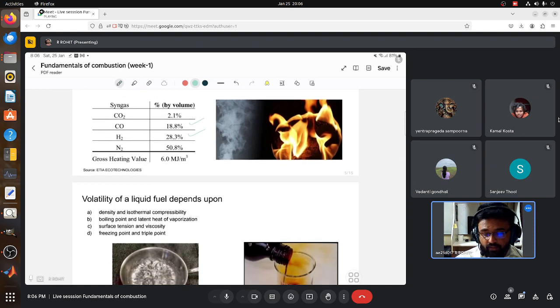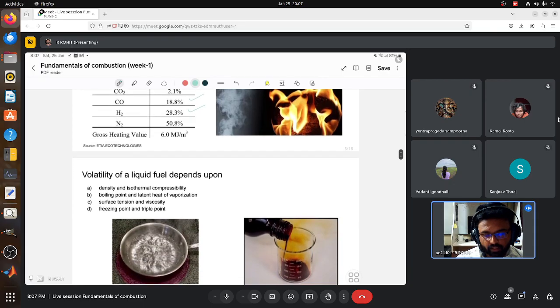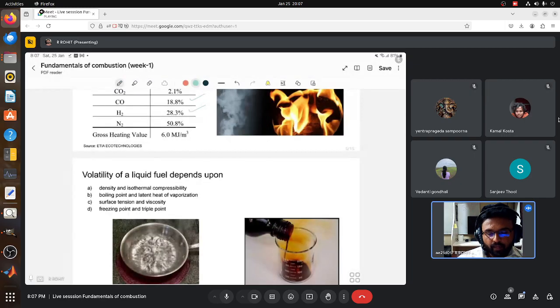Now, if we move on to the second question: volatility of a liquid fuel depends on. You can see there is a boiling water setup that we have shown, and some other liquid being used where you can see the fumes coming out as it is poured into the flask. The options are: density and isothermal compressibility of the fuel, or boiling point and latent heat of vaporization, or surface tension and viscosity, or freezing point and triple point.